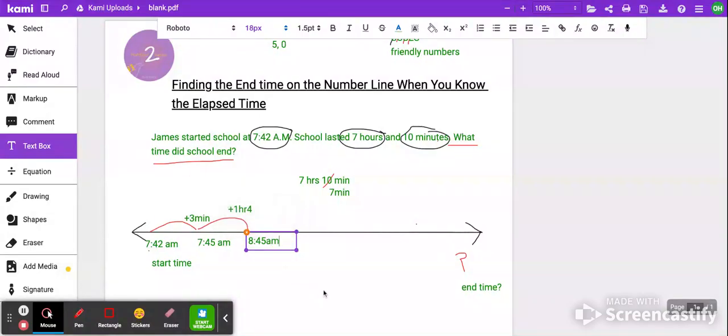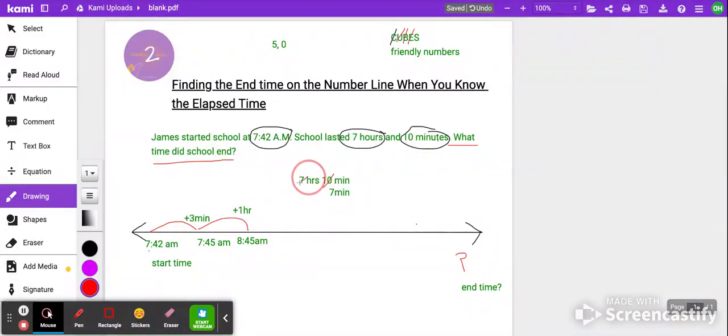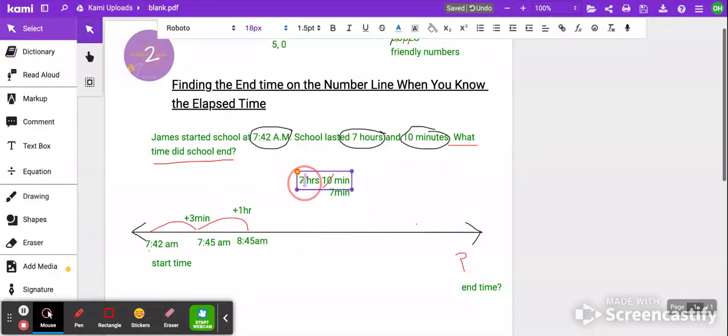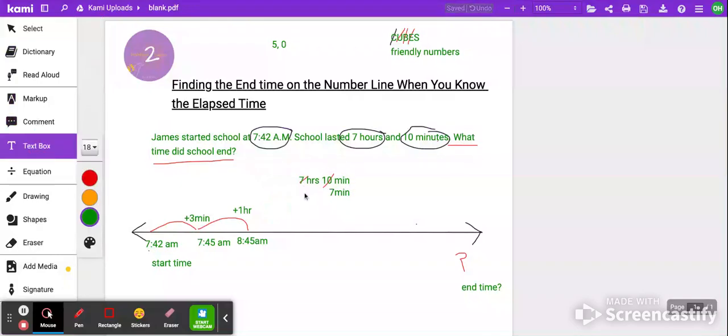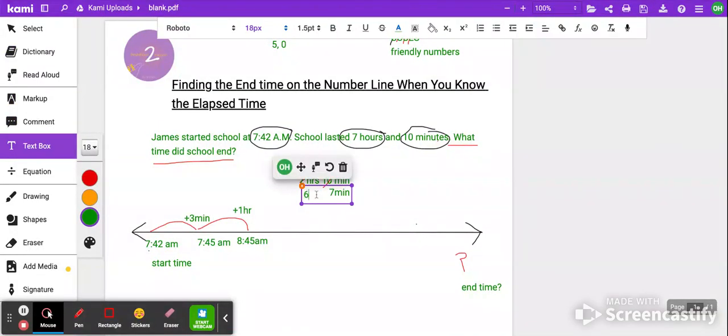All right. So here, let's get rid of this 4. So we added 1 hour, and that's how we got to 8:45 a.m. All right, so I'm going to keep on going. And as a matter of fact, I'm going to scratch out this 7 and I'm going to make it into a 6, because that's how many hours I have left at this point that I still have to increase.